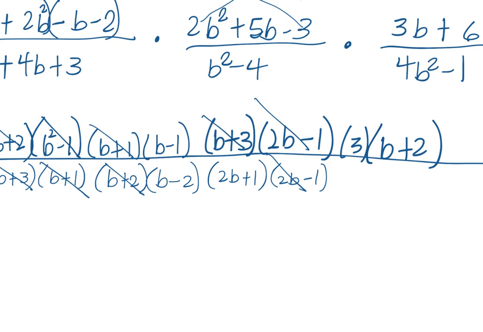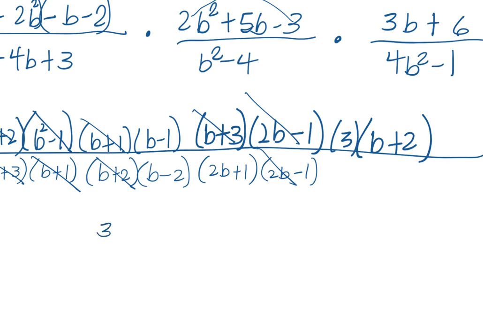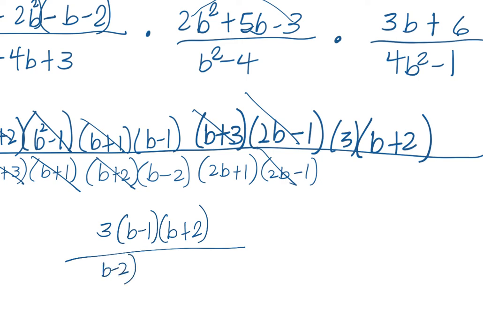So that would be 3 times b minus 1 times b plus 2 all over b minus 2 times 2b plus 1.